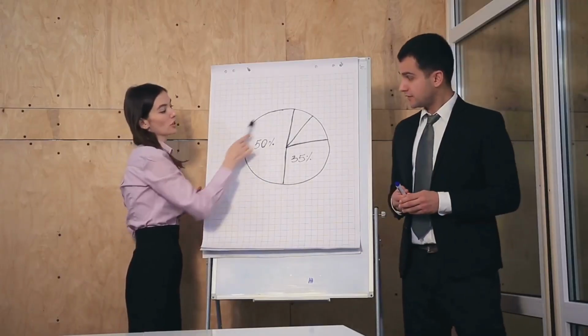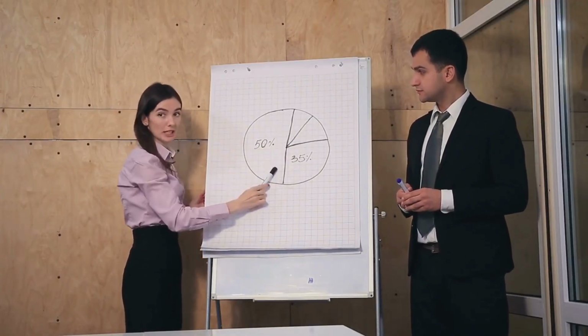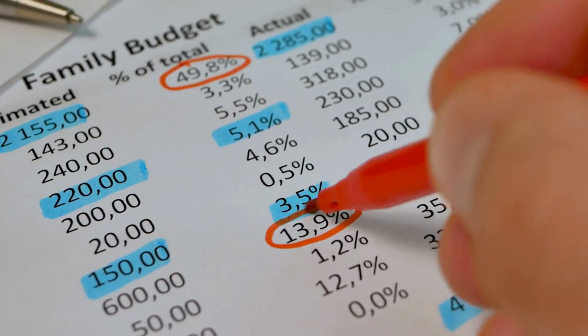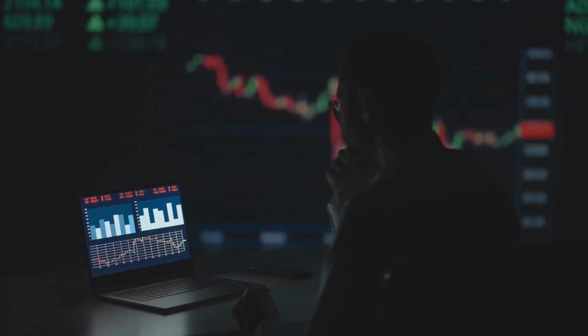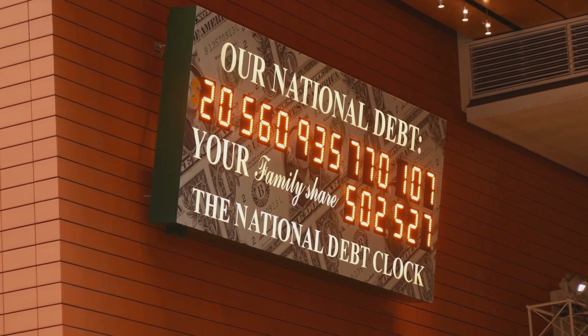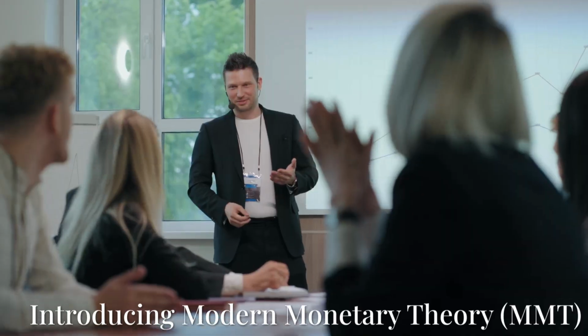This is a radical shift in perspective. Understanding this difference is key to rethinking what's possible with public spending. The government's budget is not like yours or mine. It's a tool for managing the economy, not a household checkbook. This changes how we should think about deficits, debt, and what government can do.